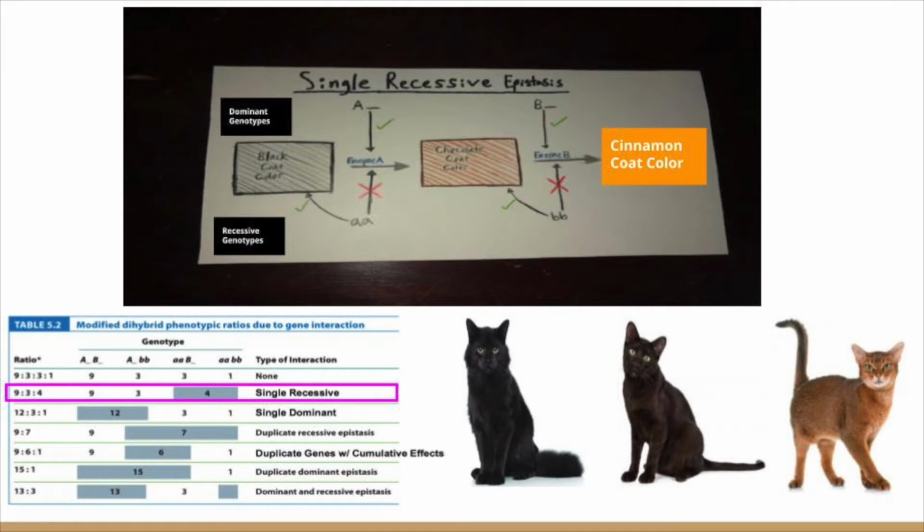There are 6 different types of epistasis, but for the purpose of this video, I will only be discussing single recessive epistasis in a household cat using a pigmentation pathway for my example. In the following pathway, the big letter A represents the black coat gene, and the big letter B represents the chocolate coat gene. Capitalized A and B represent the dominant alleles, and lowercase a and b represent the recessive alleles in this pathway.